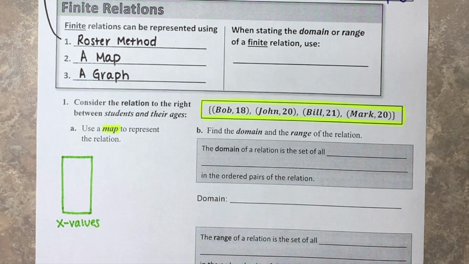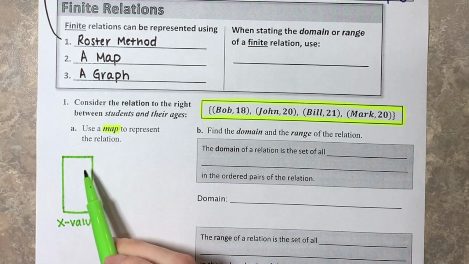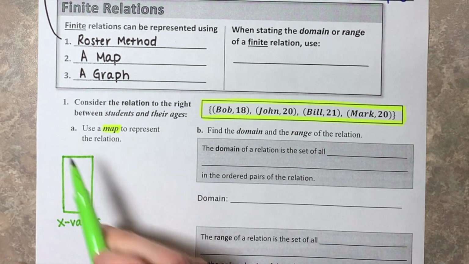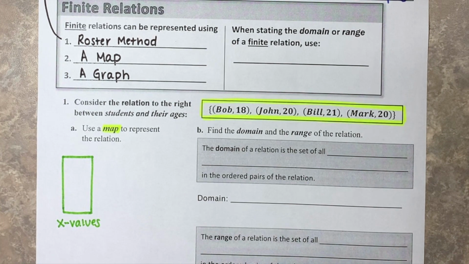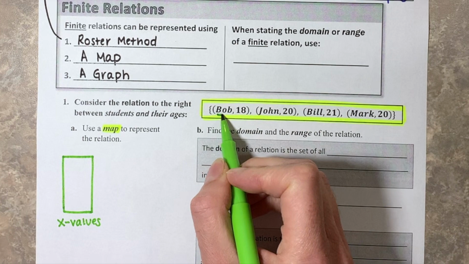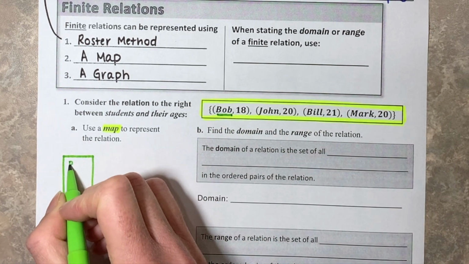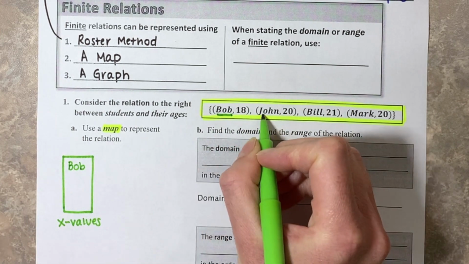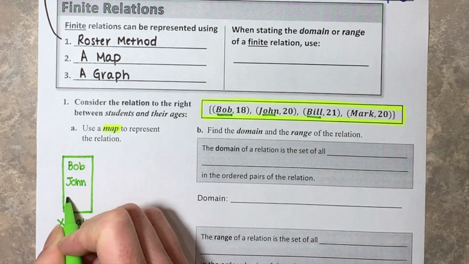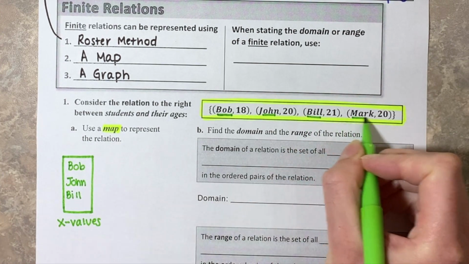Now, with maps, you can draw a box, you could also draw an oval. In fact, any sort of long shape will do. So let's go ahead and look at our relation and identify our x values. One of our x values is Bob, so we'll list Bob. Then we've got John. Then we've got Bill. And then we've got Mark.